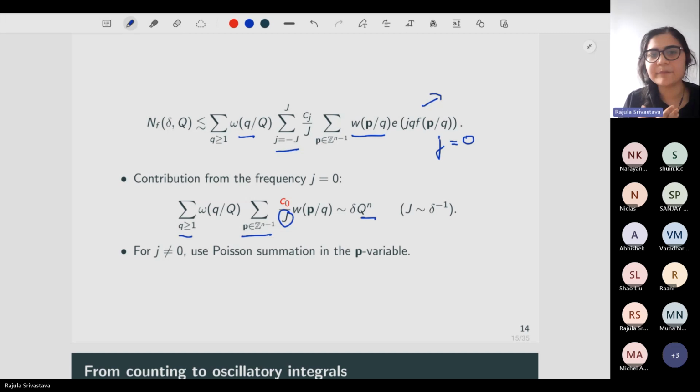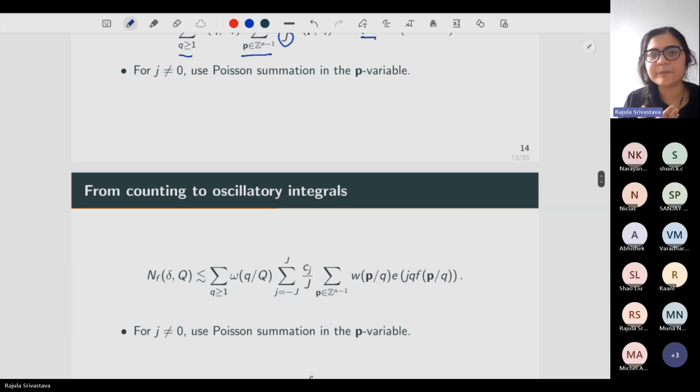Okay, so now that we've isolated the case where there is no oscillation, for the rest of the sums where J is not 0, let's use Poisson summation in this n minus 1 dimensional lattice. What Poisson summation will do is convert this exponential sum into oscillatory integrals, where we can start using these techniques. So let's do that.